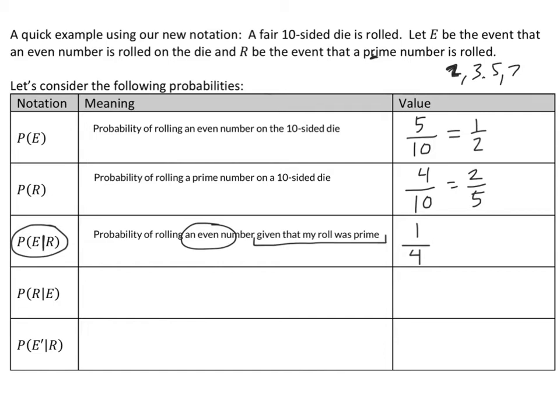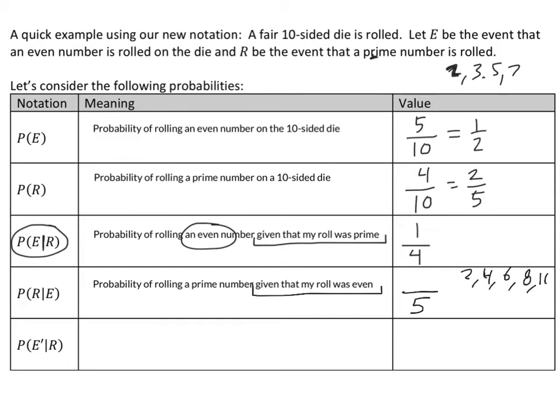If you think you've got that, go ahead and pause the video, try the next one or two on your own. I'm going to go through those next. This next one should be the probability of rolling a prime number given that what I got was even. To find that probability, I need to think for a moment: given that my roll was even, there are 5 outcomes that are even. Those are 2, 4, 6, 8, and 10. Of those 5, how many of them are prime? 2 is the only one that's prime, so this is a 1 in 5 chance.